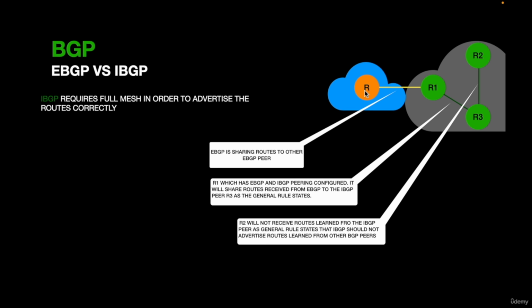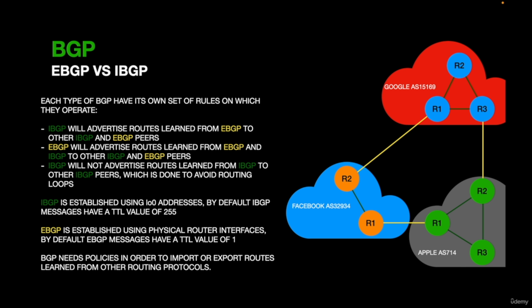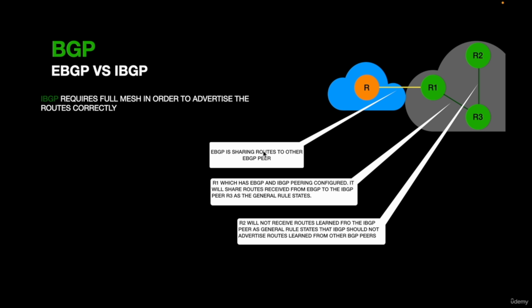So let's say that we have the router R, which is having an external BGP peering session with R1. R1 is configured as an external BGP peer, and it will also have internal BGP running with R3. So as the general rule states, iBGP will advertise routes learned from external BGP to other internal BGP and eBGP peers, which means that R1 will share the routes learned from router R to the router R3.